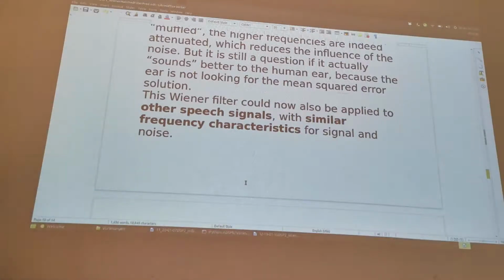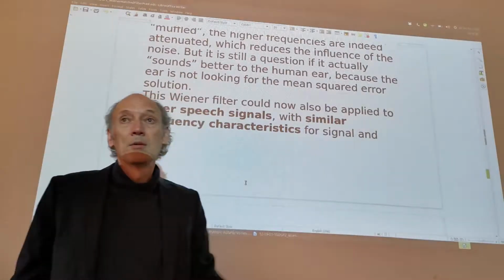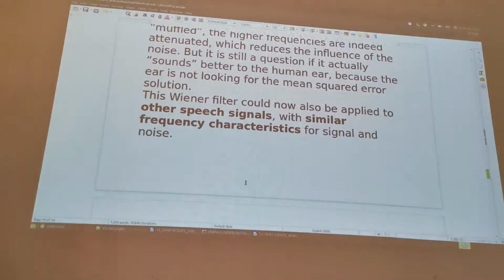So it depends on the signal. So it wants to know the spectrum of the signal, and it also wants to know how much noise there is. But if we have then other speech signals and other noises which have the same characteristic, then this filter works as well. Right? It only depends on the general frequency characteristics and the strength of the noise. It doesn't need to know the particular signal.